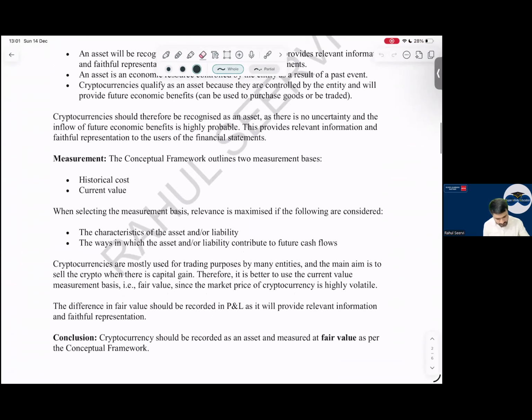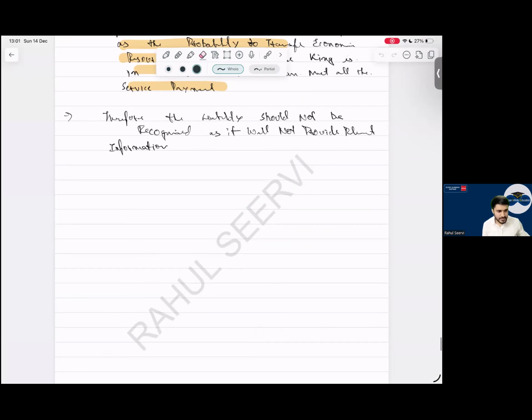Before moving forward, let us do the difference between P&L and OCI. I hope you have a basic idea. What will be recorded in P&L, what will be recorded in the balance sheet? The P&L and OCI difference. What goes into P&L, and in comparison, what will we record in OCI?